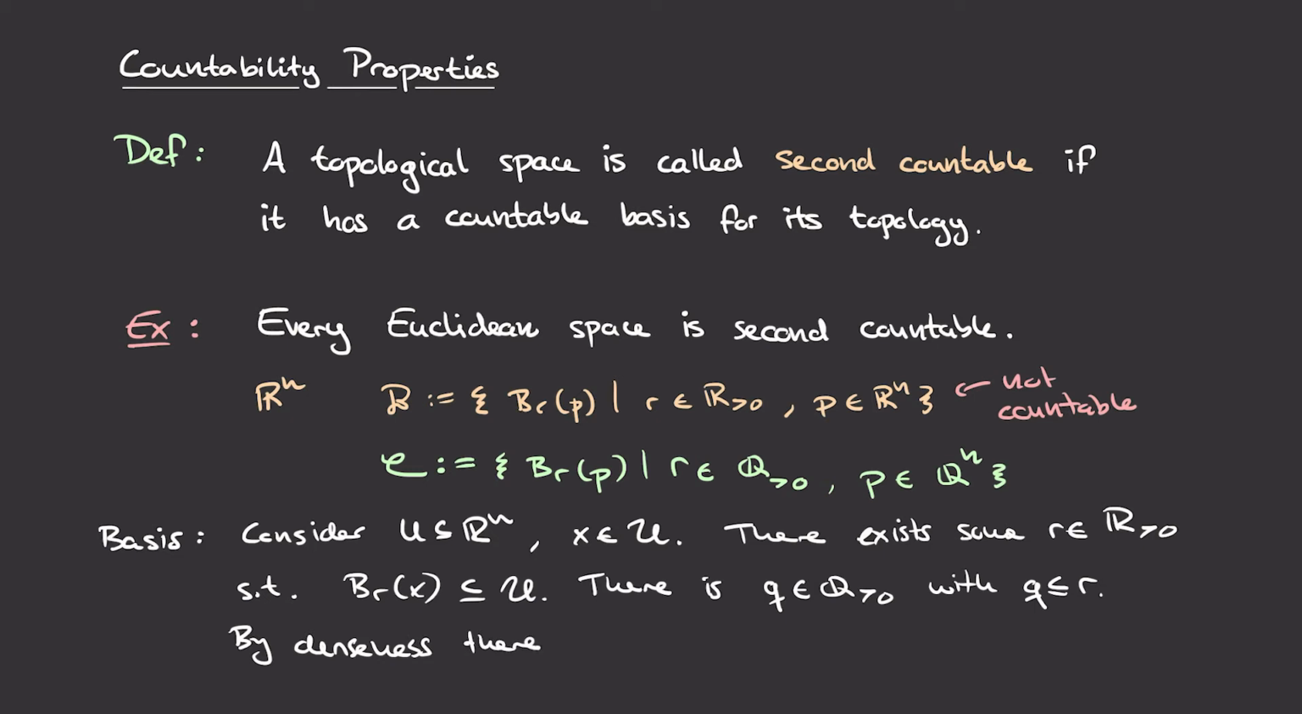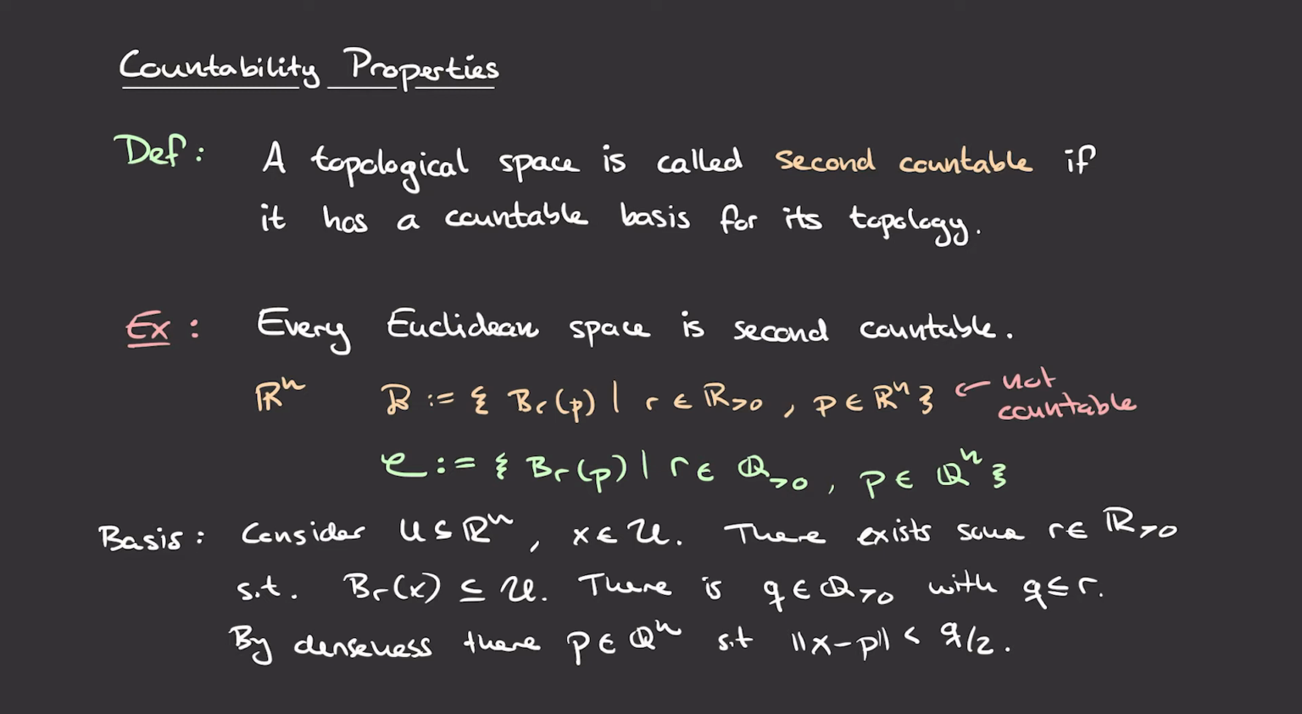there's going to be some rational point P in Q^n such that the distance between x and P is going to be strictly less than q/2. Remember that Q^n being dense in R^n means that the closure of Q^n is equal to R^n. And one way of characterizing the closure is saying that a point is in the closure if and only if every open neighborhood around that point intersects the set that is being taken the closure of.